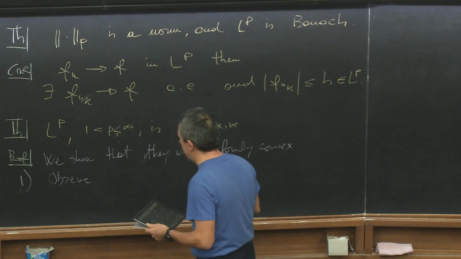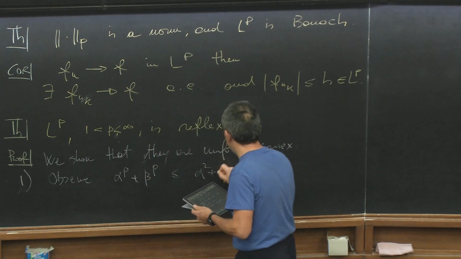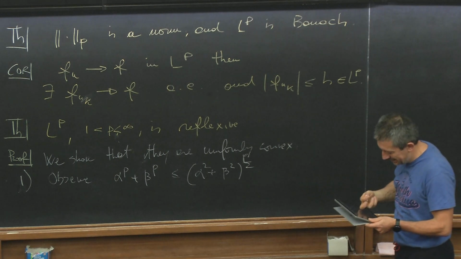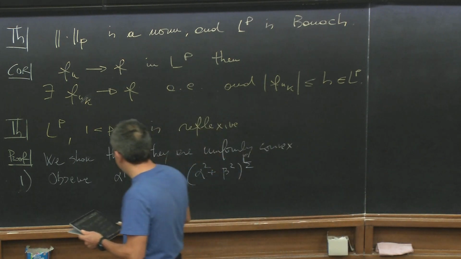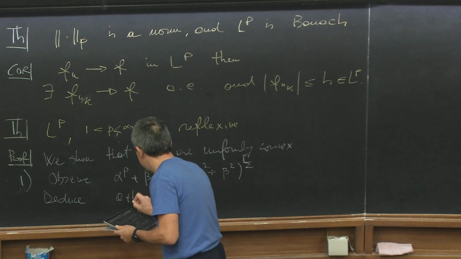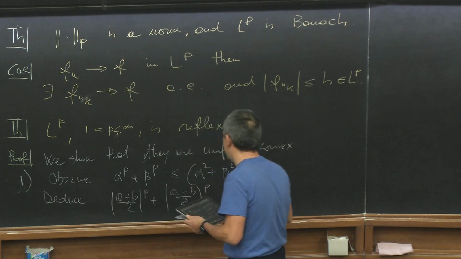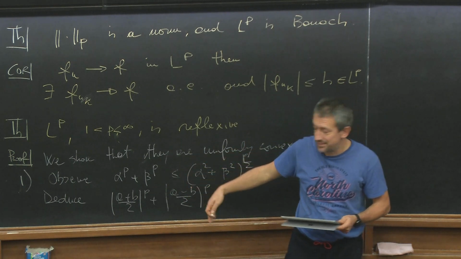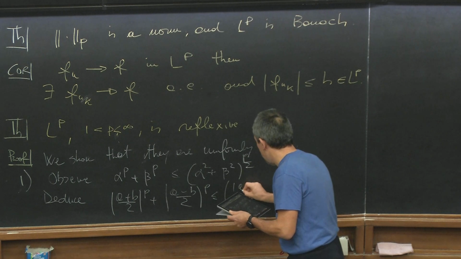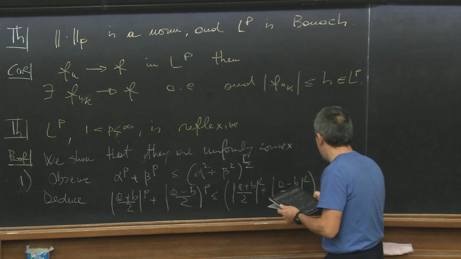So the first step is that you observe, you need an inequality on real numbers: alpha to the power p plus beta to the power p is less than alpha squared plus beta squared to the power p half. This is an exercise. Then deduce that ((a plus b)/2) to the power p plus ((a minus b)/2) to the power p, because at the end we have to get f minus g, is less or equal than 1/2. We just put alpha and beta, so it is ((a plus b)/2) squared plus ((a minus b)/2) squared, to the p half.